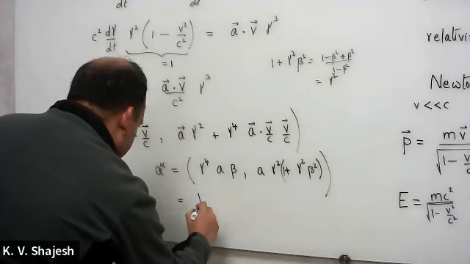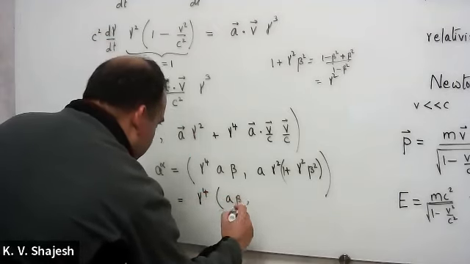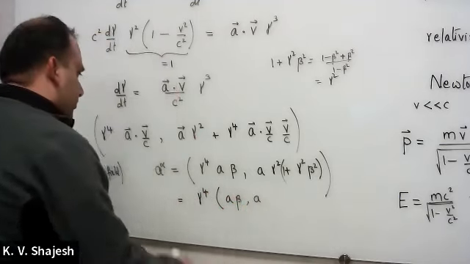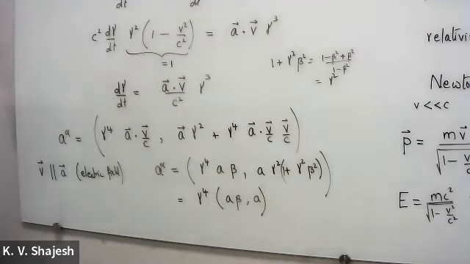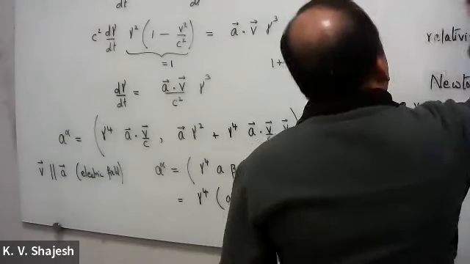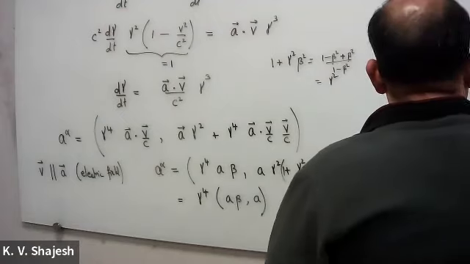So it is gamma raised to 4 A beta times A. But what about if A is perpendicular to beta? That's what happens when you're in a magnetic field.